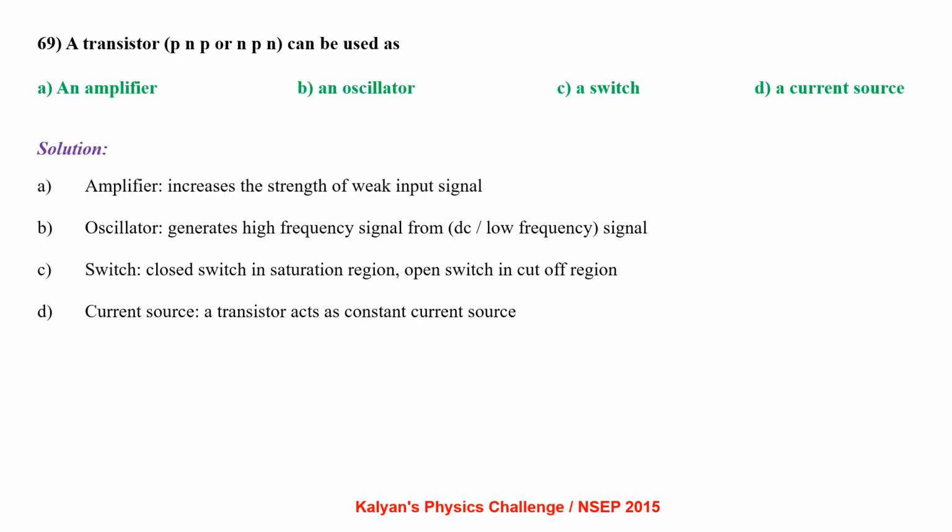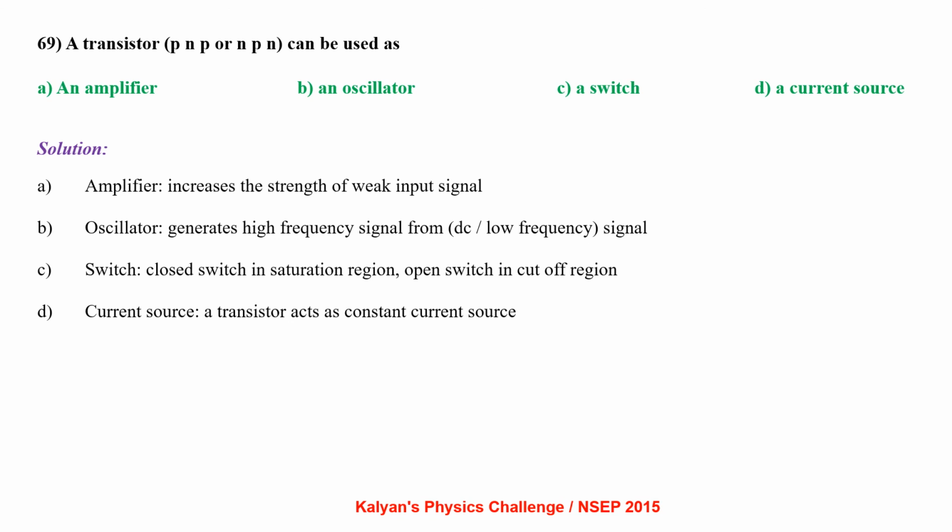A transistor, PNP or NPN, can be used as an amplifier, an oscillator, a switch or a current source. An amplifier increases the strength of a weak input signal. An oscillator generates high frequency signals from low frequency or DC signals. We can generate high frequency signals using oscillators. A switch allows or does not allow electrical signals in the circuit.